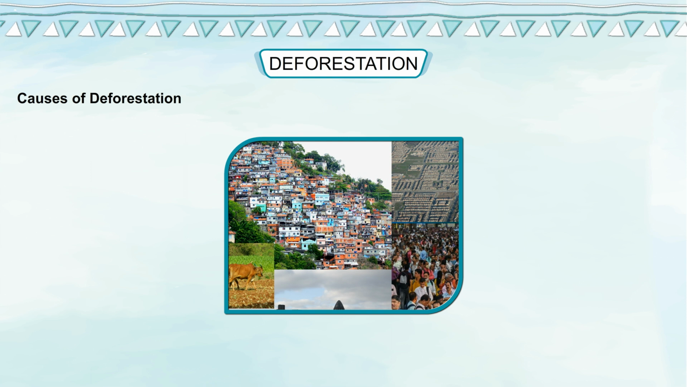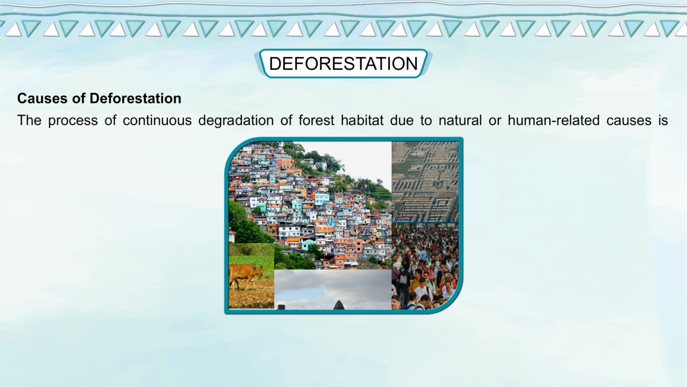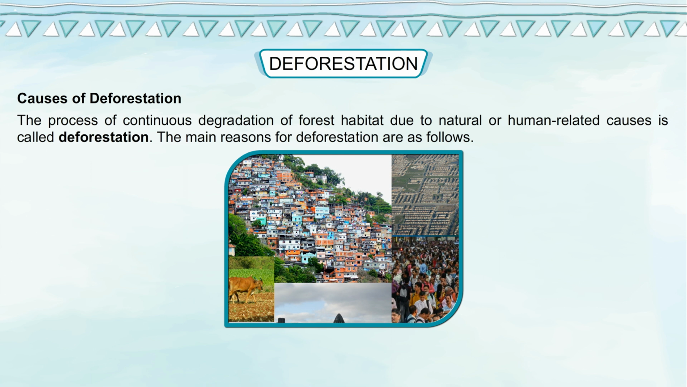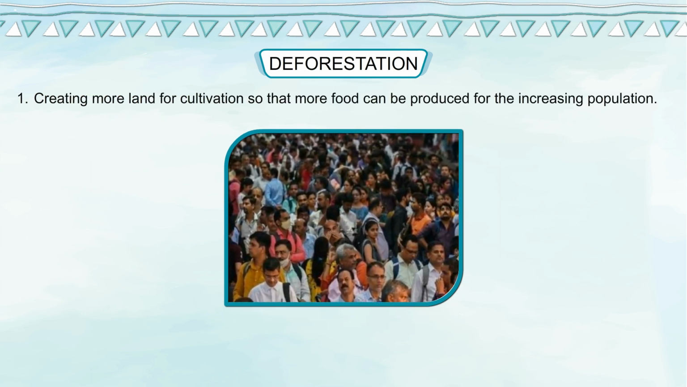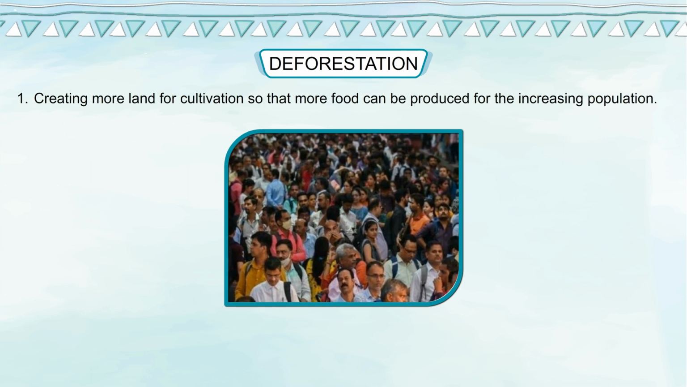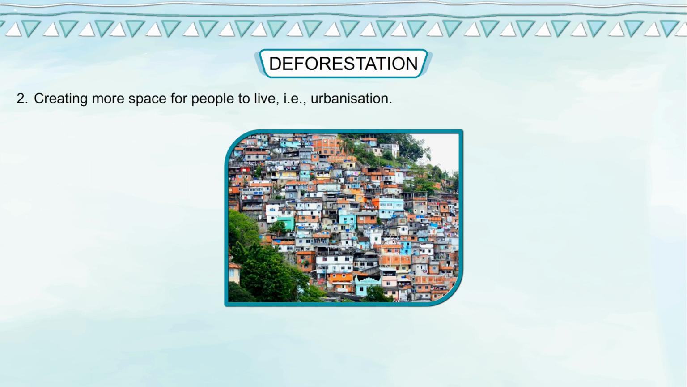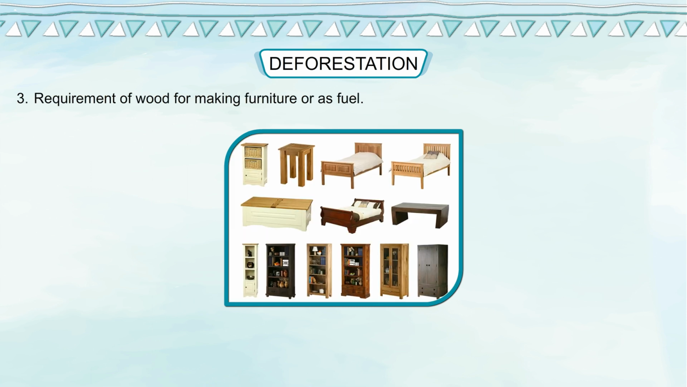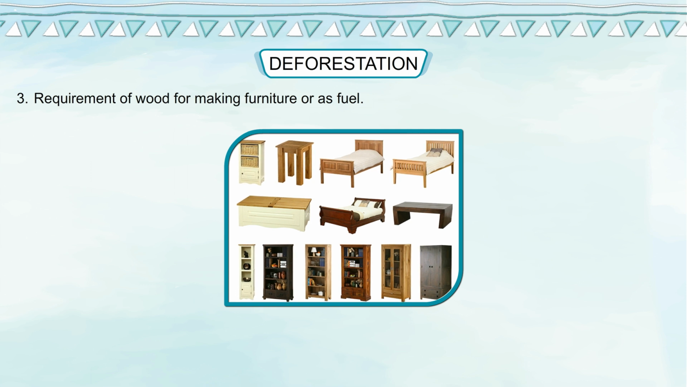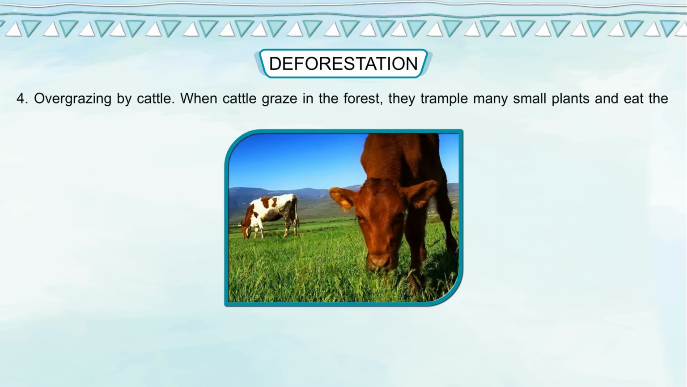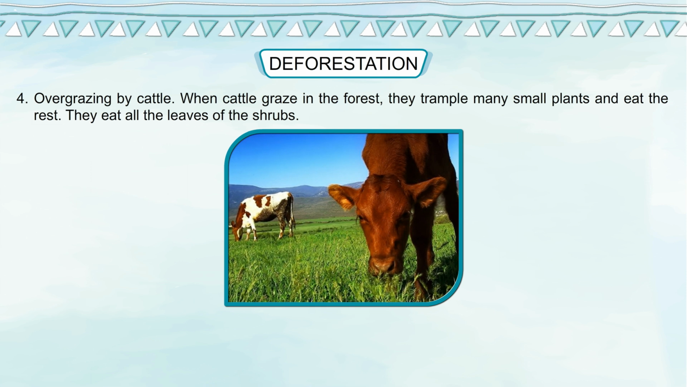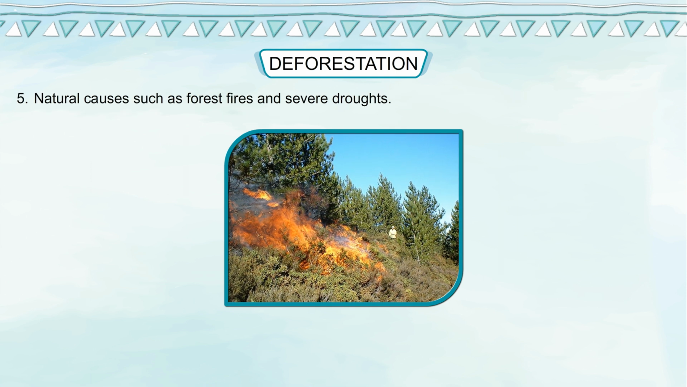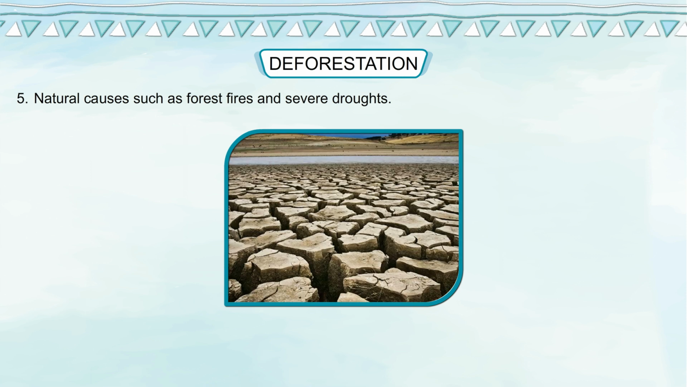Causes of deforestation. The process of continuous degradation of forest habitat due to natural or human-related causes is called deforestation. The main reasons for deforestation are as follows. Creating more land for cultivation so that more food can be produced for the increasing population. Creating more space for people to live, that is urbanization. Requirement of wood for making furniture or as fuel. Overgrazing by cattle. When cattle graze in the forest, they trample many small plants and eat the rest. They eat all the leaves of the shrubs. Natural causes such as forest fires and severe droughts.